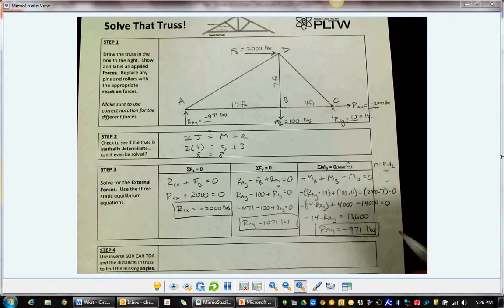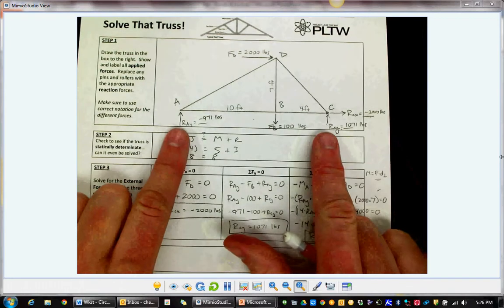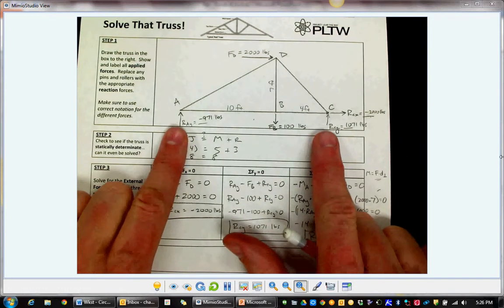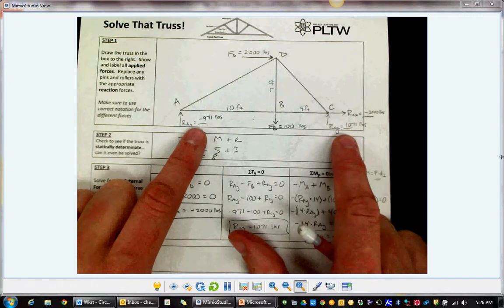All right, so we've found the external forces. It's always good to go back and double check and just make sure your answers make some sense here. In total, there's 100 pounds down. So these two forces have to add up to 100 pounds up to keep this thing stationary. Now the result might not be what you expected, but this plus this does give you 100 pounds up.